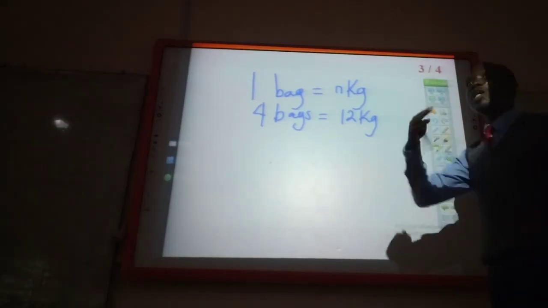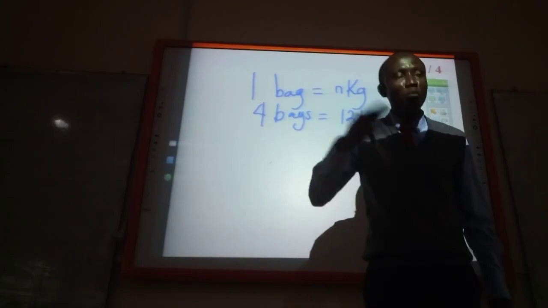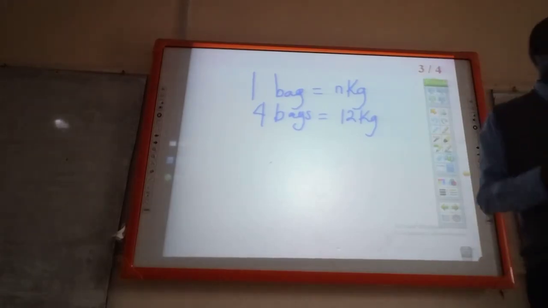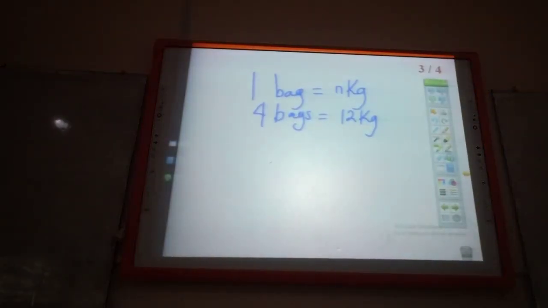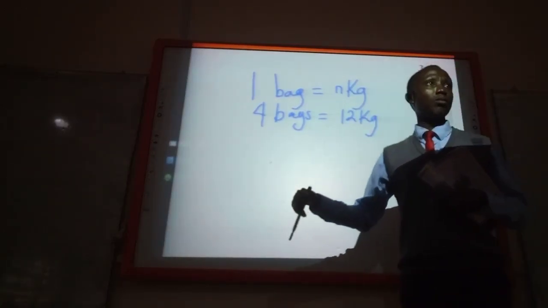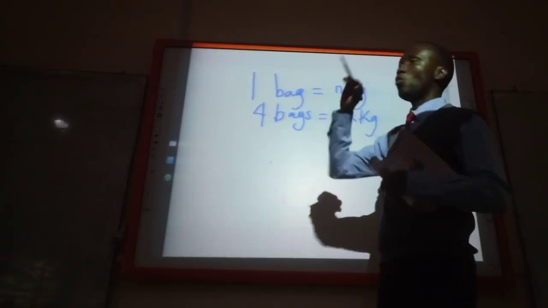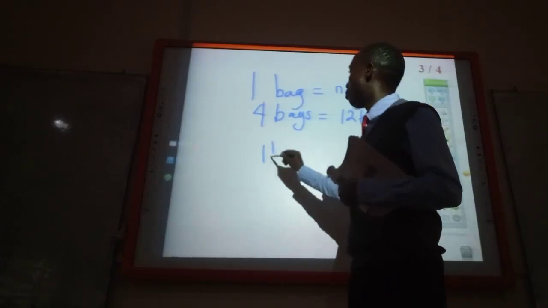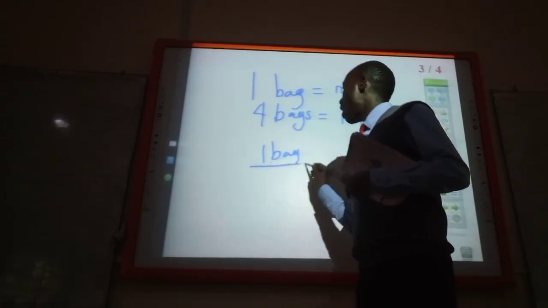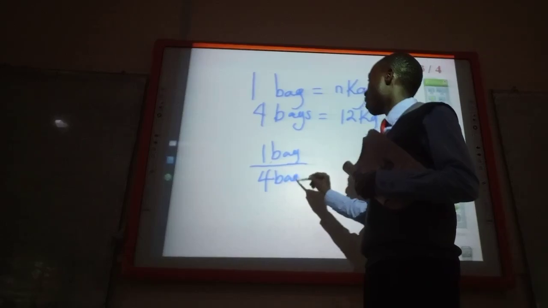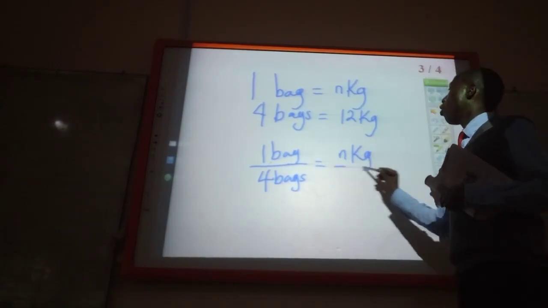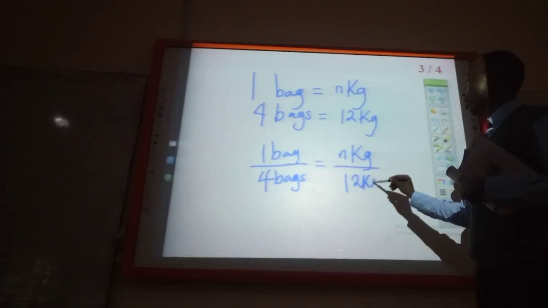Because the more the bags, the more the weight. So because of that, it is direct proportion. Is that clear? Because it's a direct proportion, we can solve this problem this way. I will divide now. Pay attention. I will say 1 bag over 4 bags equal to n kg over 12 kg. If you have a question, you ask when I'm done.